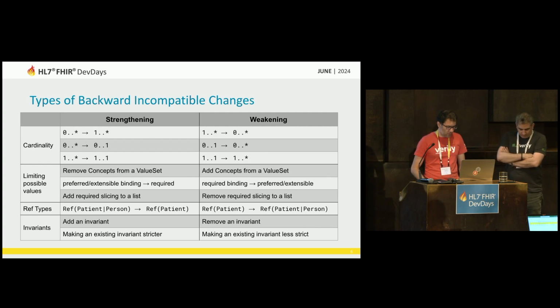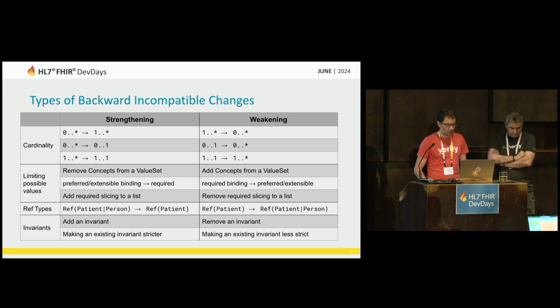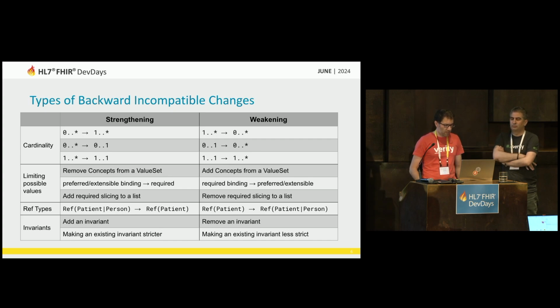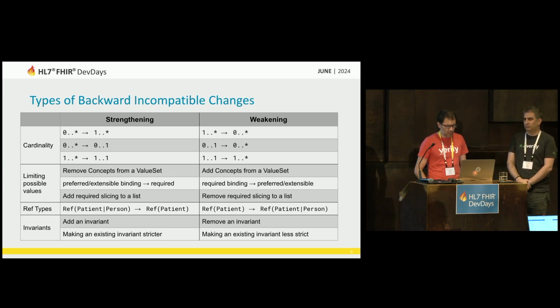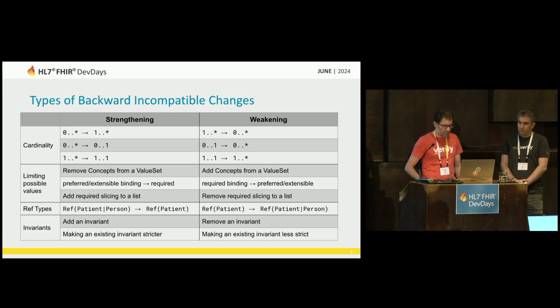As you can see, we put all backward incompatible changes into 4 categories. There are some that are related to cardinality. There are some related to limiting possible values that a field can have. Changes of reference type and invariance. I'm not going to go into details of each of these backward incompatible changes, but as you can see, any of these changes in the first column, the strengthening column, will cause a profile to be stricter, and any change in the second column, the weakening column, will relax the profile.